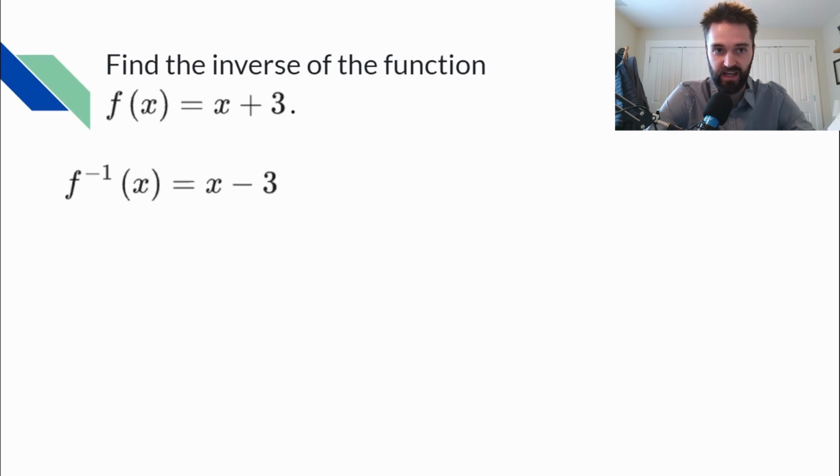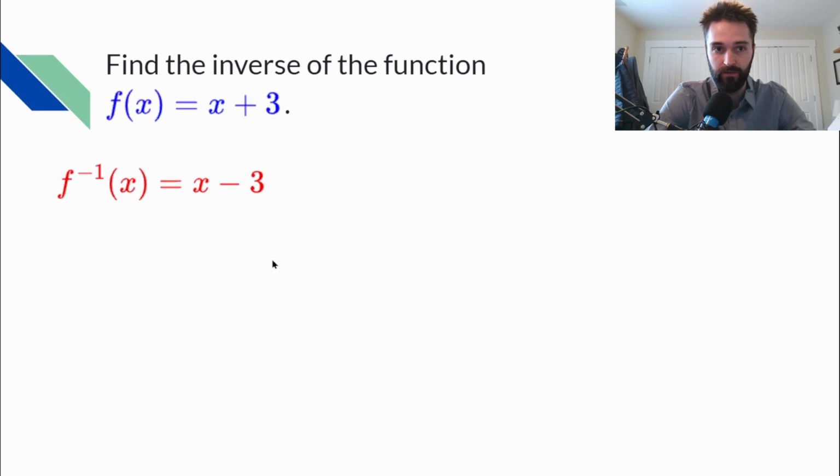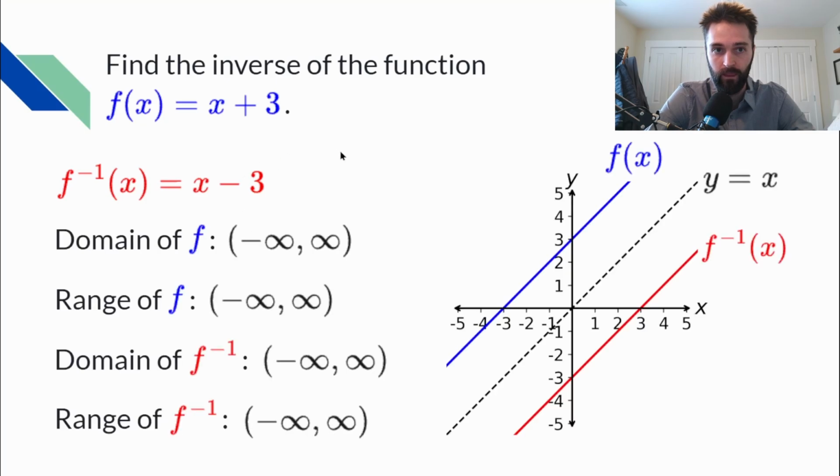Let's take this to the left side of the screen, and let's also do some color coding. I want to make f blue, and I want to make f inverse red. Let's graph these and see what they look like. The blue function f is given by this line here, and we can see that the graph of the inverse is a reflection across the line y equals x. That's how it always works out with inverse functions.